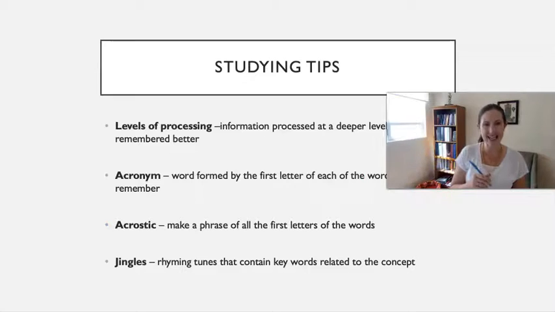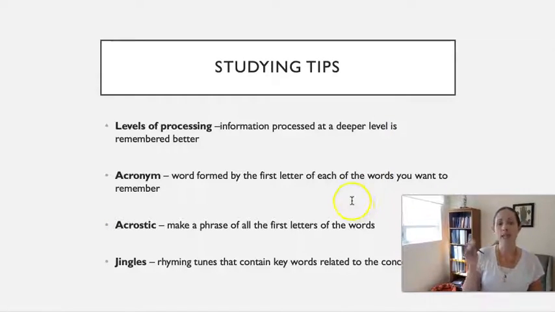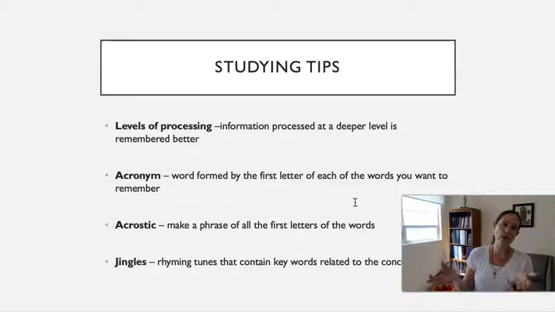And then finally, last study tips for you, remember the levels of processing. Information stored at a deeper level is remembered better. Give it meaning. That semantic level is a deeper level. Make sure the stuff makes sense. You can use acronyms, which is when the word is formed by the first letter of each of the words you want to remember, like Roy G. Biv is going to be an example. Or when I say to help you remember the triarchic theory of intelligence, remember thinking CAP, C-A-P, for creative, analytical, practical intelligence. That's an acronym.